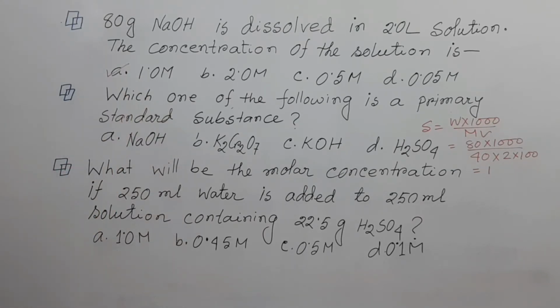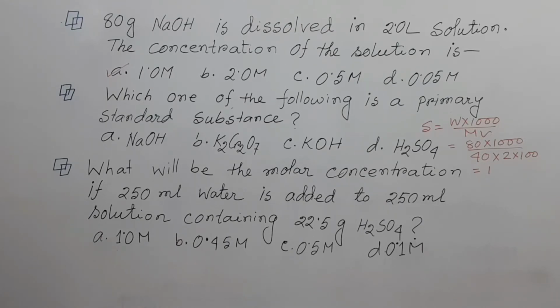Now my dear students, next question: which one of the following is a primary standard substance? My dear students, the substance which exists in nature in a pure state, which is not attacked by components of air such as carbon dioxide, oxygen, water, and whose concentration remains unchanged, is a primary standard substance.